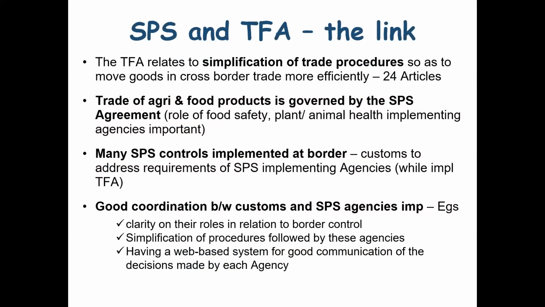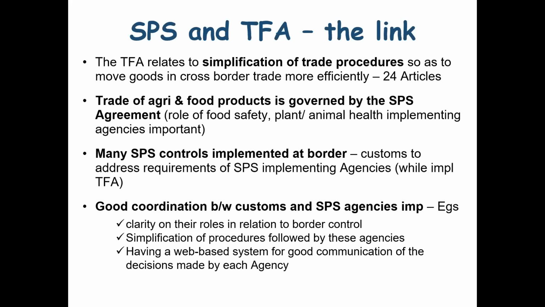Now, a little bit on the trade facilitation agreement and what is the link. So this agreement, I think it came out very late, just a couple of years back. I think 2016, if I'm not mistaken. This relates to simplification of trade procedures so as to move goods and cross-border trade more efficiently. So we are basically looking at the customs point. And so this agreement is mostly implemented by customs, and there are 24 articles.